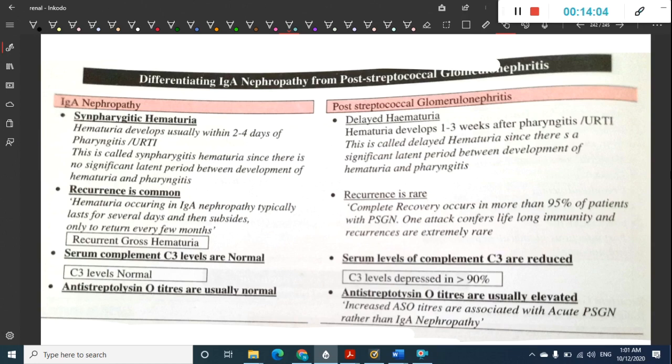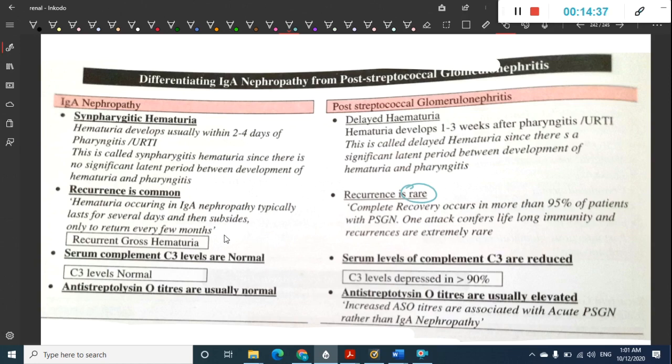In IgA nephropathy, recurrences are common. Hematuria in IgA nephropathy typically lasts for several days and then subsides, and it can recur after every few months, and as a result recurrences are common. Whereas in post-streptococcal glomerulonephritis, recurrences are rare. Complete recovery occurs in 95% of patients of post-streptococcal glomerulonephritis.